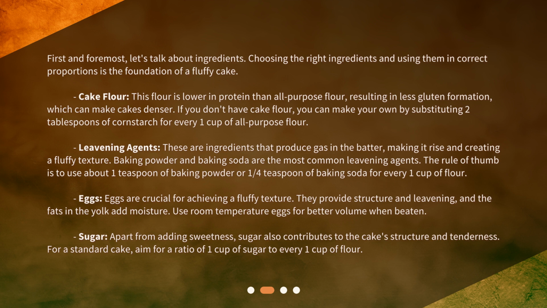Sugar. Apart from adding sweetness, sugar also contributes to the cake's structure and tenderness. For a standard cake, aim for a ratio of 1 cup of sugar to every 1 cup of flour.